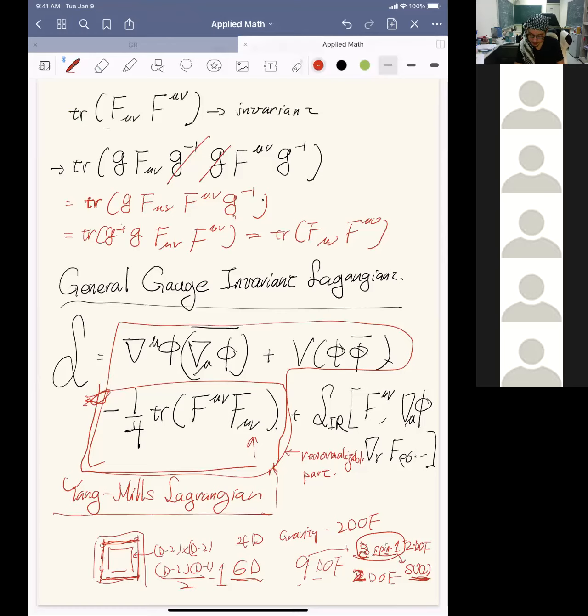But we say that you have 9 degrees of freedom. So which degrees of freedom? There's one thing missing. What can it be? Since we're talking about gravity, it's always massless. So what is massless but only has 1 degree of freedom?